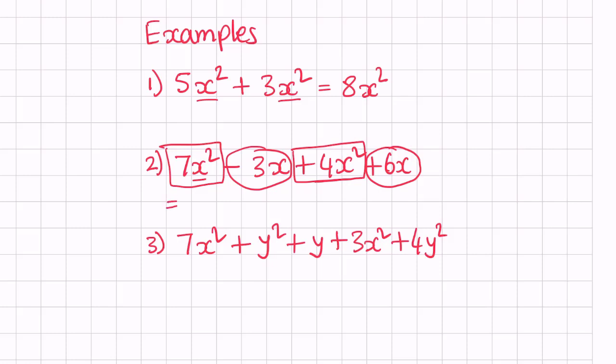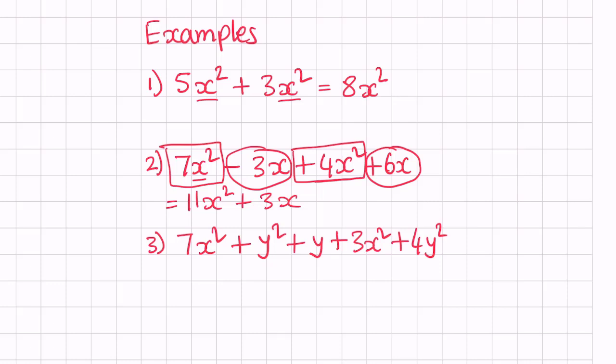So let's go ahead and add 7x squared to 4x squared, which is 11x squared. So minus 3x plus 6x, which is plus 3x, and when we write the answer, try to write it in order, so the highest power first and then the smaller power.